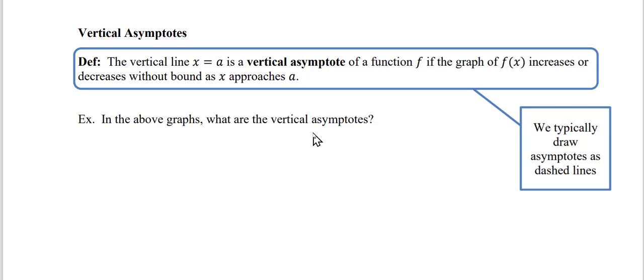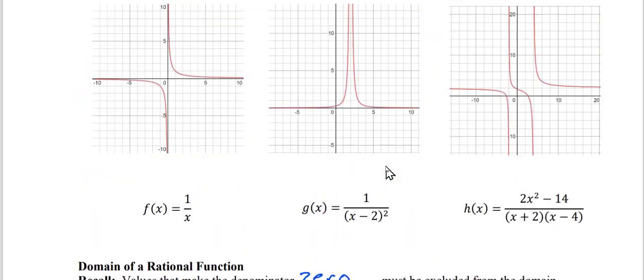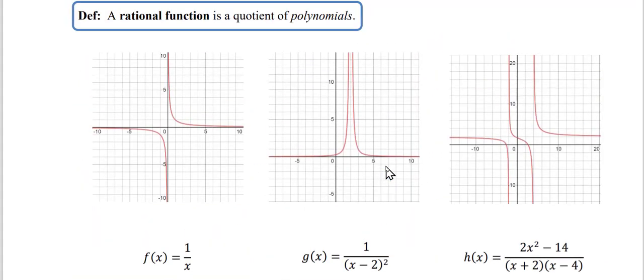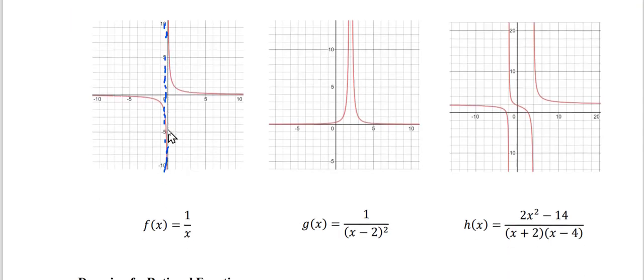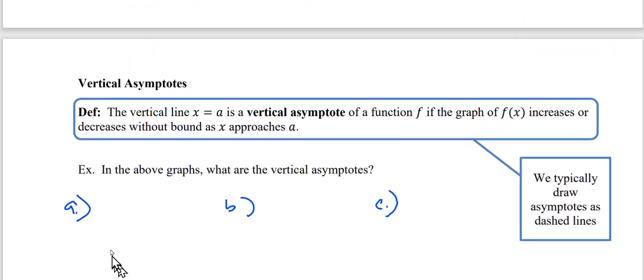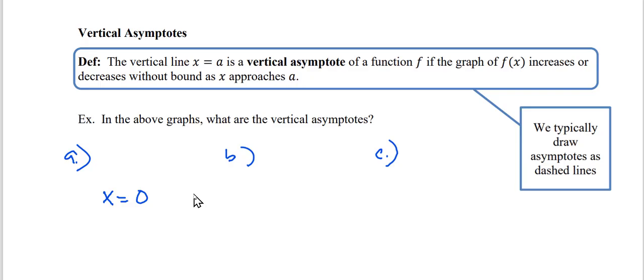Let's go up. It says in these graphs above, let's break this into A, B, and C. I don't think I actually labeled those up there, but let's go back up here. A vertical asymptote is a vertical line that the function gets closer and closer to and goes down to negative infinity for y values or up to positive infinity. We seem to have that in this picture. So that vertical line is x equals 0. Let's write that down. X equals 0.